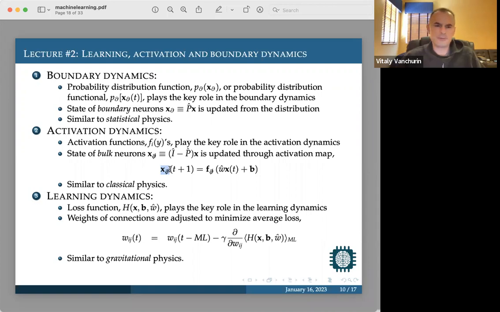Now, the least understood dynamics, and again, I wouldn't be giving these lectures if it were not for that confusing dynamics. The third one is learning dynamics, where the rules are completely different.